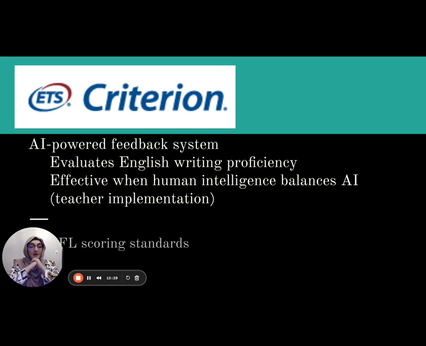Criterion is an AI-powered feedback system for writing, and it evaluates English writing proficiencies. It is most effective when it is used in conjunction with human intelligence, because it is intended to be used in the classroom by teachers, but it does provide instant feedback on writing and can guide students through the writing process and provide proficiency scores in writing as well. And they use the TOEFL scoring standards because it was created by ETS, and we know that ETS is the trademarker of the TOEFL assessment and scoring standards.